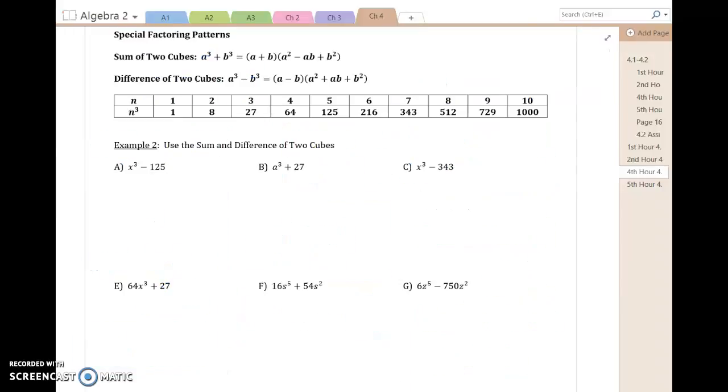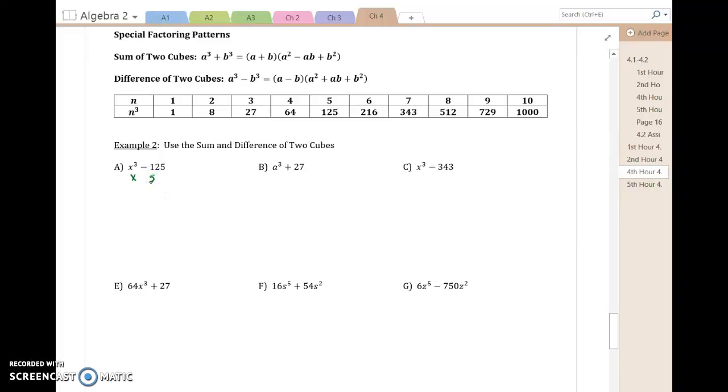All right, here's the deal with the sum and difference of two cubes. Something like x to the third minus 125. That's our first example down here. x to the third is the perfect cube of x. 125 is the perfect cube of 5.